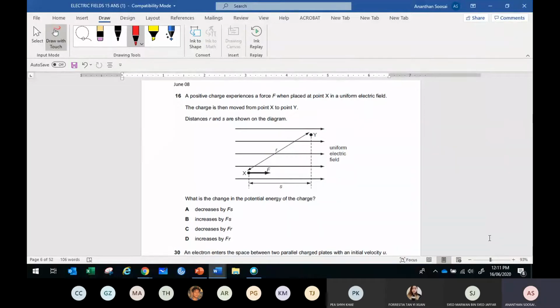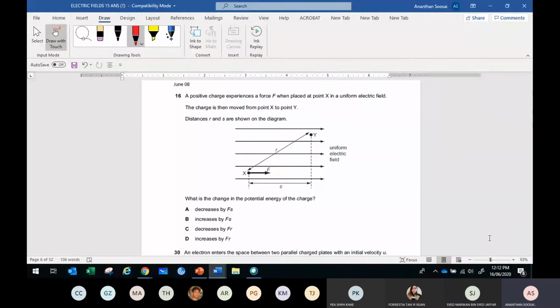It's all work done. Work done by the field. So when the charge moves from X to Y, how much is the work done? The gain in potential or the gain in kinetic? It's all work done. So what is the work done by the field? The force. The force is F times which distance?